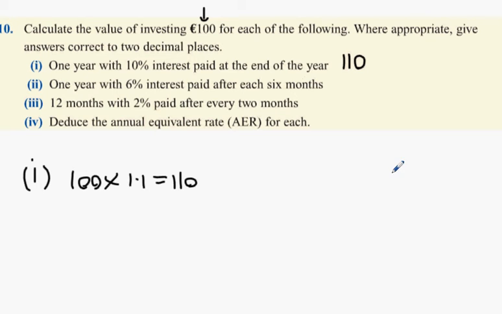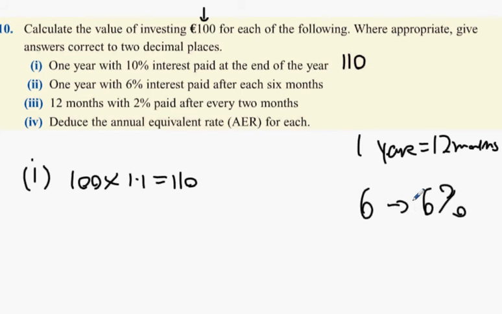Now, 1 year with 6% interest paid after 6 months. Now here's the interesting part. If we get paid an extra 6% after every 6 months, a year comprises of 12 months, yeah? And if the deal is we get 6% increase after 6 months, how many times per year are we going to increase it by 6%? Twice. After the first 6 months, we increase it by 6%, and after 12 months, we have to increase it again by 6%. So we need to increase it by 6% twice.